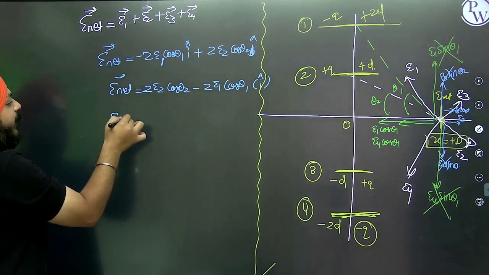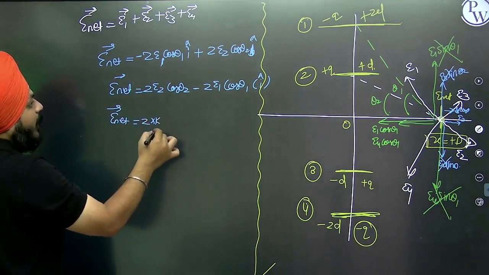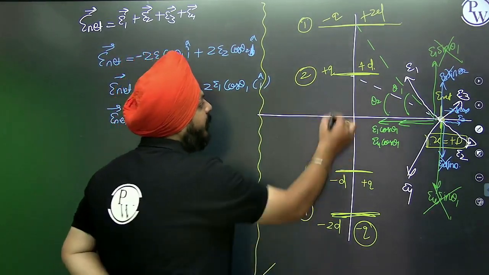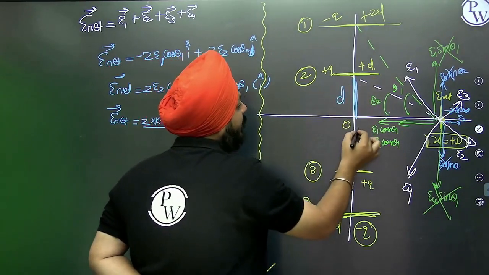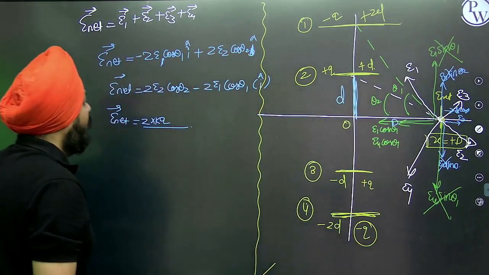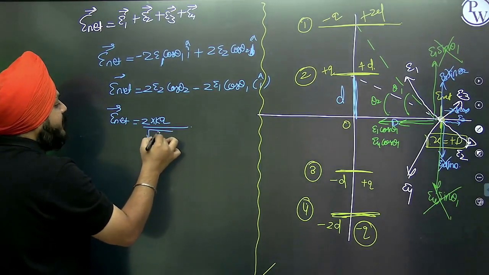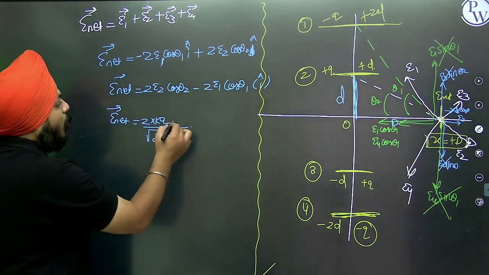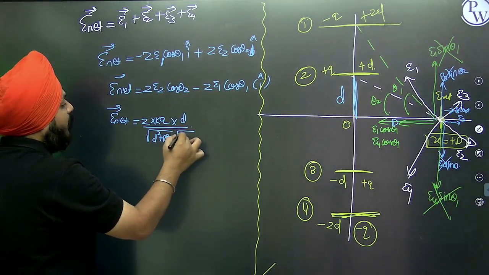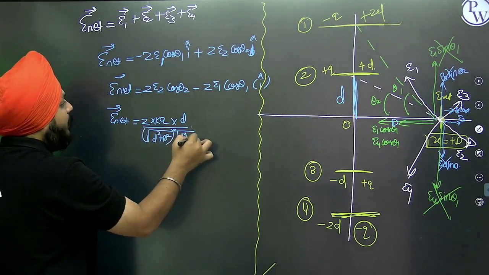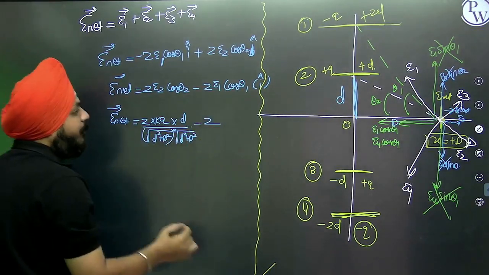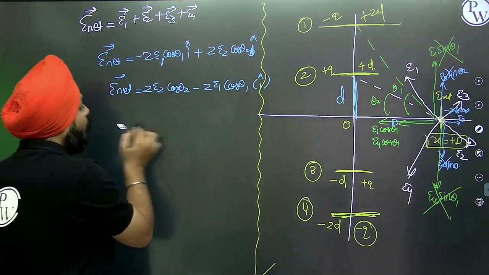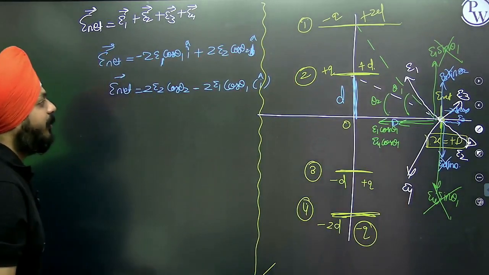So the net electric field is going to be 2 into kQ, whole divided by, see, what will be the distance? This is D, capital D. So that distance would be under root of D square plus D square. And what will be the cos theta? It will be D divided by under root of D square plus D square. I'm writing it appropriately so the students don't get confused. This kind of long sum is also asked from electrostatics.